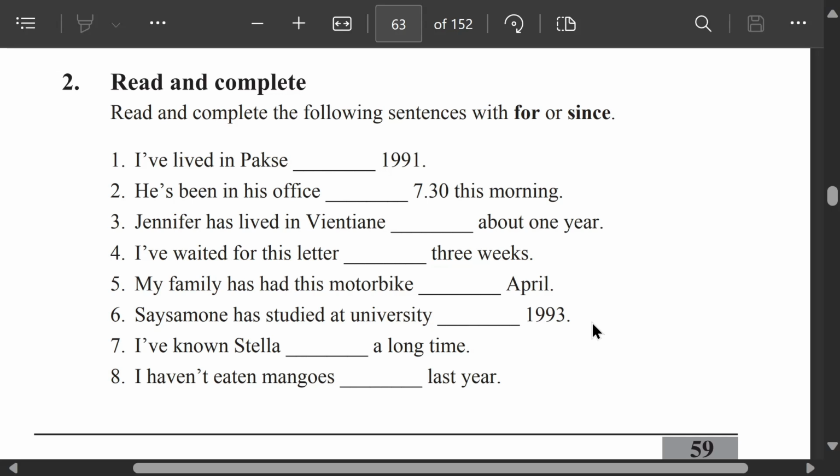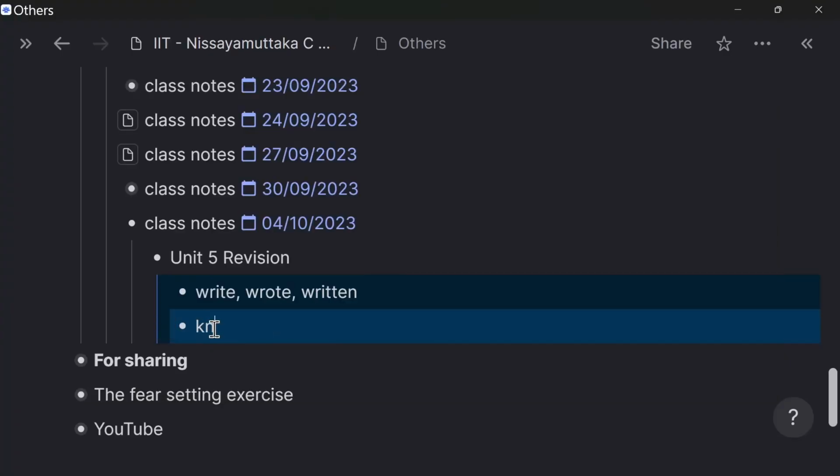I've known Stella. What is this? I've known. What is this mystery? Have, you see, I have. So it's present. This is have. Known, right? What is the verb? Know, knew, known.